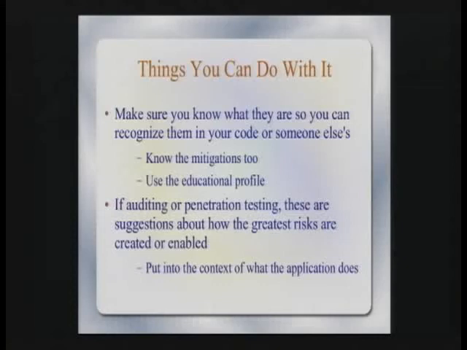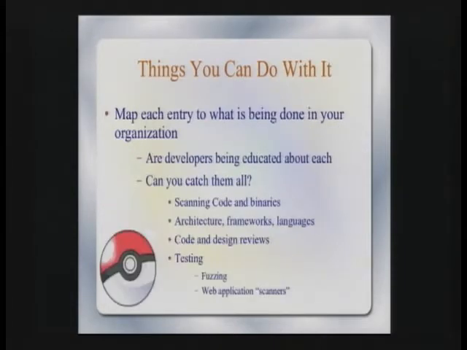brings the greatest risk. Of course, you need to put it in the context of what the application does. Another thing you can do with it is to map each entry with what is being done in your organization. We want to try to figure out if the combination of all the things you're doing and the education and the libraries you're using and so forth allow you to prevent all of those weaknesses. So can you catch all occurrences of those weaknesses?